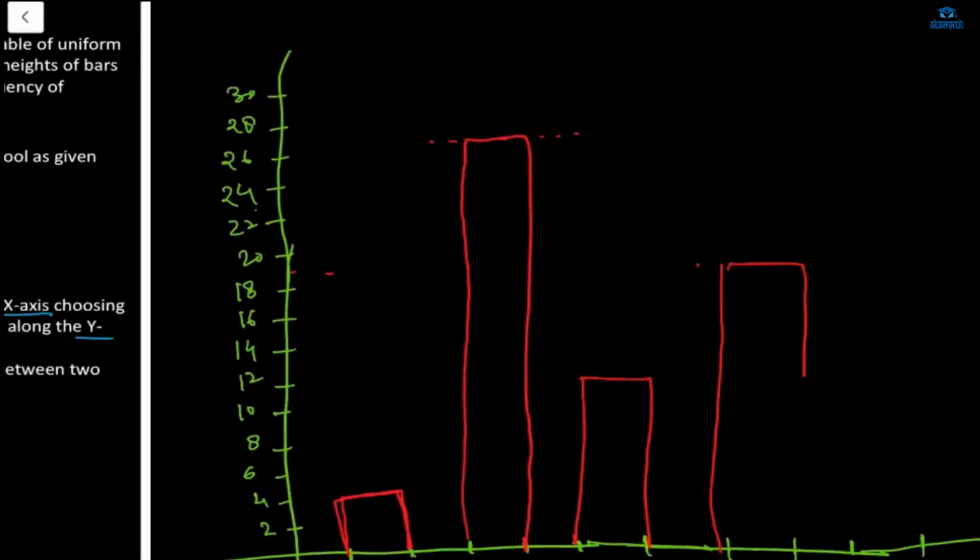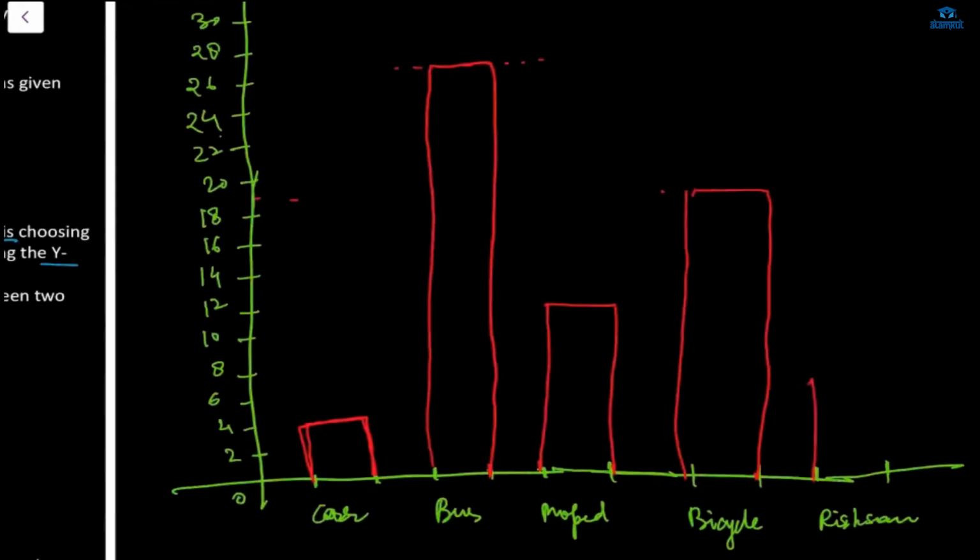When you're drawing it on graph paper, you will get a very perfect graph. Okay, rickshaw only 8 will be there. So this is your bar graph. The bar graph is the simplest.